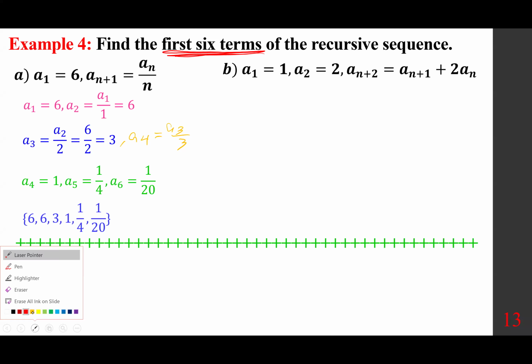Again, if you set this one equal to 3, n is 1. So you have a sub 3 equals a sub 2 plus 2a sub 1. A sub 2 is 2. 2 times 1 is 2. They add up to 4.